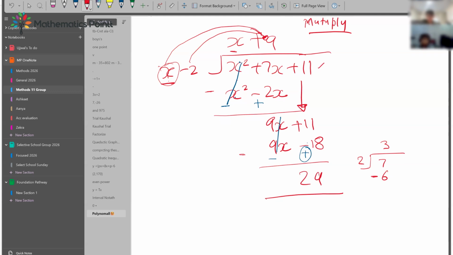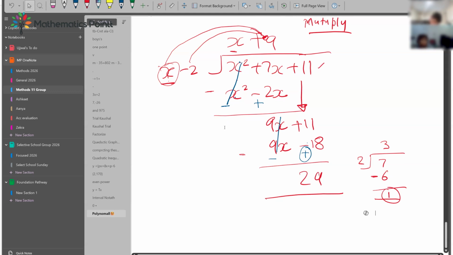Final remainder. For example, here, look here. If I say 7 divided by 2, I say 2 times 3 is 6. I subtract them. I stop at 1. I stop at 29. Am I making sense? I have divided it now.